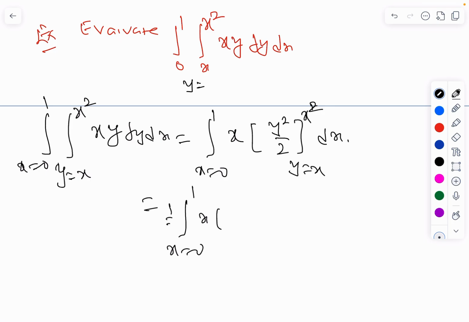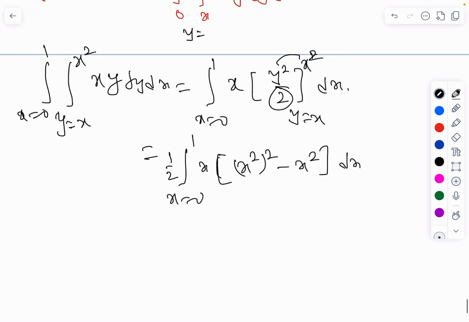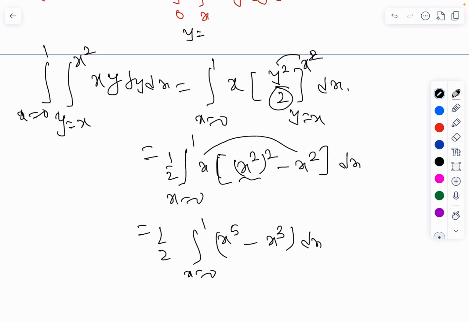Limits. So this is 1 by 2, y square, y is x square. So this is x square square minus y is x. So x square dx. And so this is 1 by 2, x is 0 to 1. This is x power 4 multiply x, so that is x power 5, x square multiply x, so that is x cube dx.